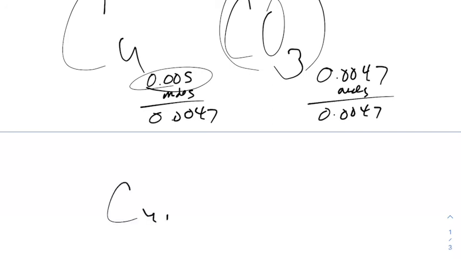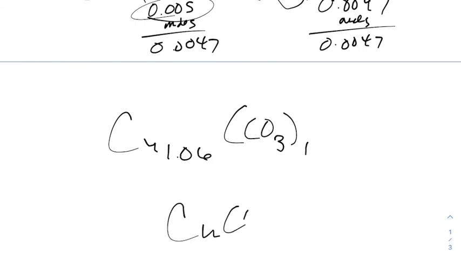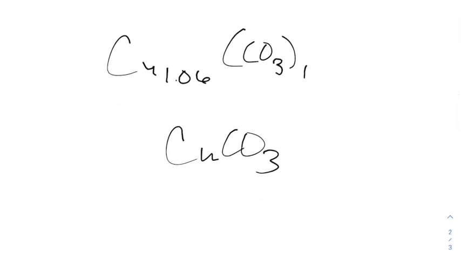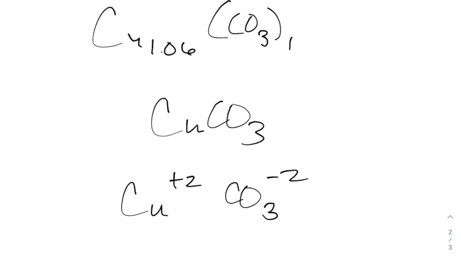a copper 1.06 to carbonate 1 ratio. Look, it's a 1-to-1 ratio. The copper and the carbonate is 1-to-1. So that means then that the copper must be the +2 charge to balance out with the carbonate that is the -2 charge, because it is a 1-to-1 ratio.